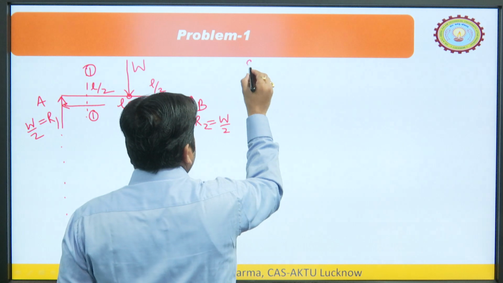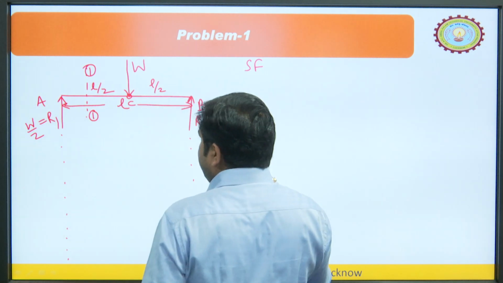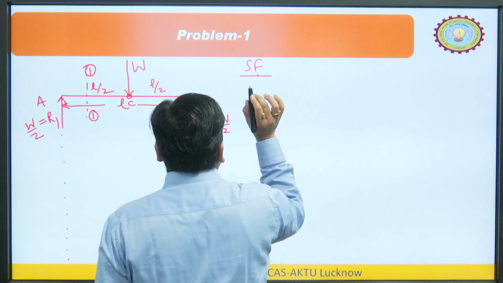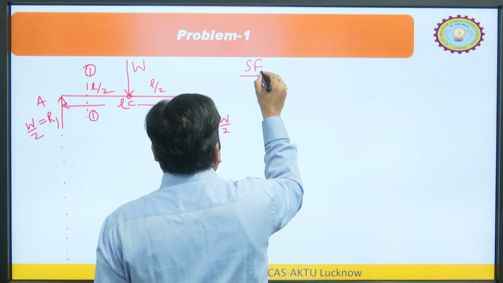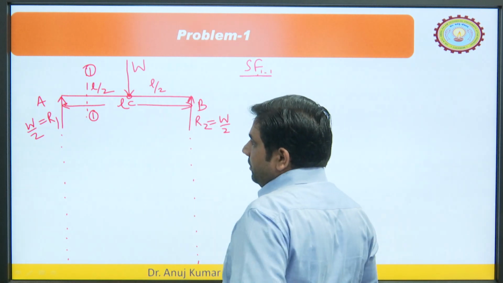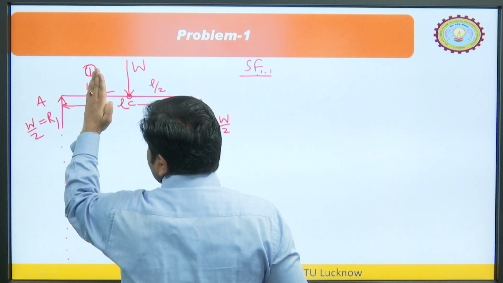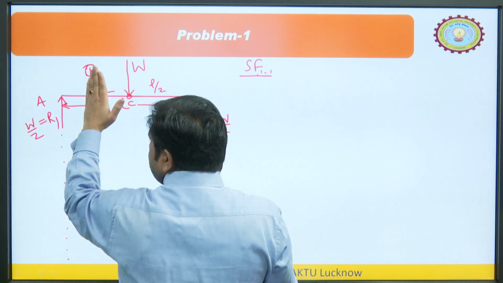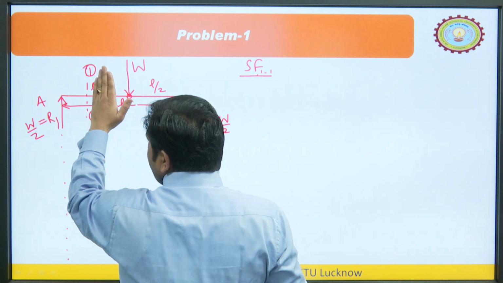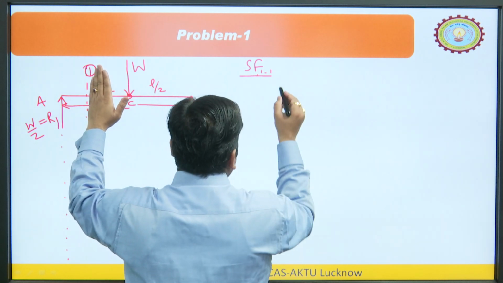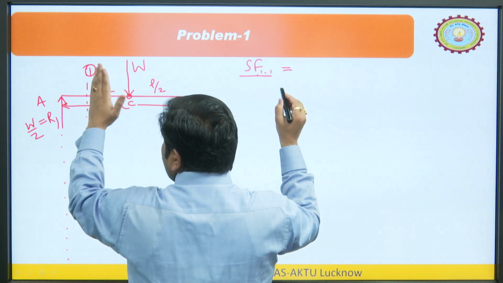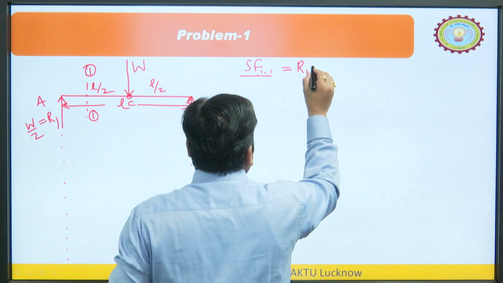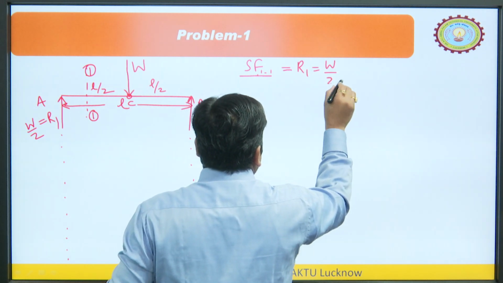First, we calculate the shear force. Please see carefully. We want to calculate the shear force at 1-1, this cross section. So, what would be the shear force? Put your hand or finger here and just look at the left side. How many forces are you able to see on the left side? We see only one force on the left side, and that is vertically upward. So it is equal to R1, or we can say it is equal to W by 2.